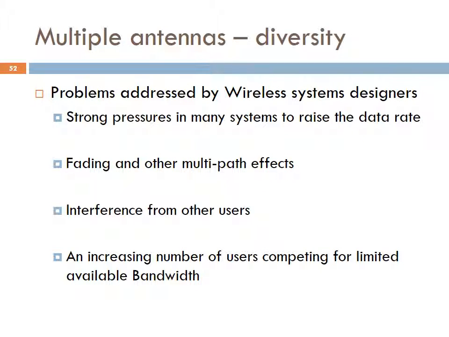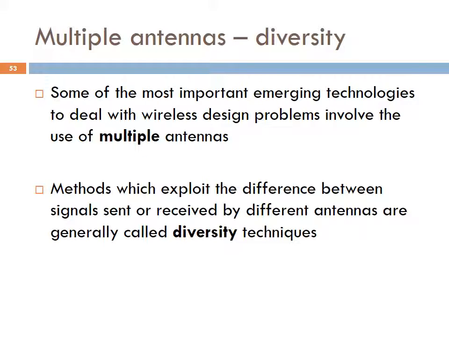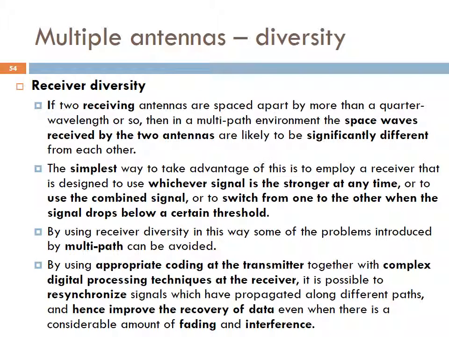Problems addressed by wireless system designers include strong pressures in many systems to raise the data rate, fading and other multipath effects, interference from other users, and an increasing number of users competing for limited available bandwidth. Some of the most important emerging technologies to deal with wireless design problems involve the use of multiple antennas. Methods which exploit the difference between signals sent or received by different antennas are generally called diversity techniques.